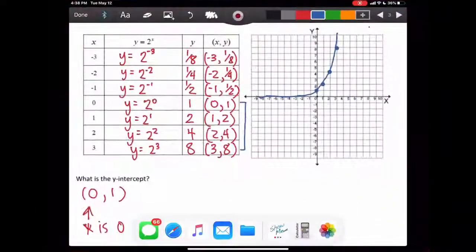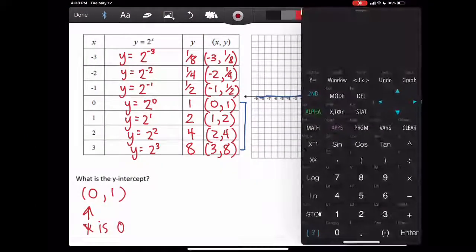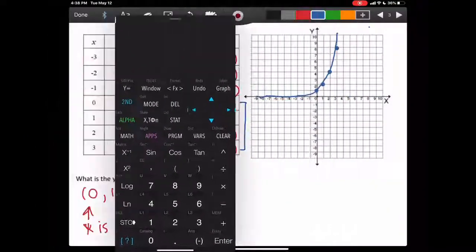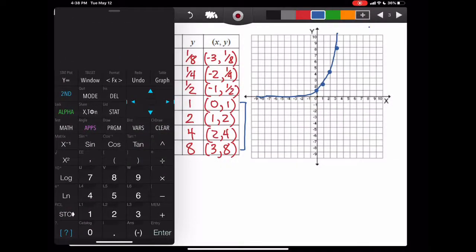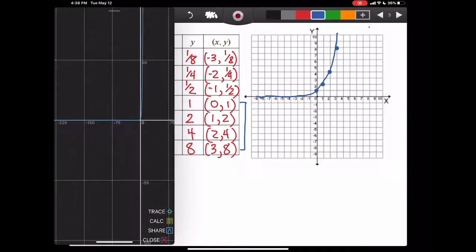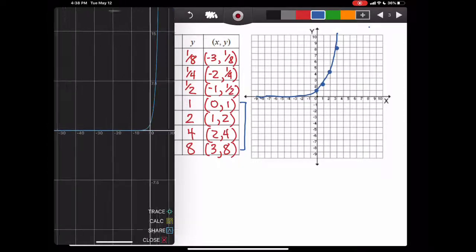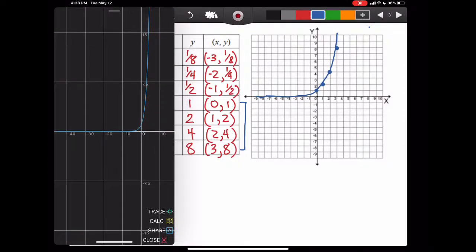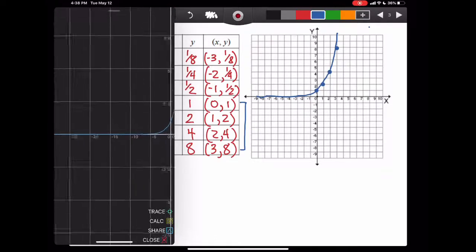Let's bring that up a little smaller here. Our original function was y equals 2 to the x power. So I'm going to go to y equals, clear that out, and enter 2 to the x power. I'm going to graph that to see what it gives me. I'm going to zoom in so we can see it a little bit more. It looks like we drew our graph pretty good in the right way.